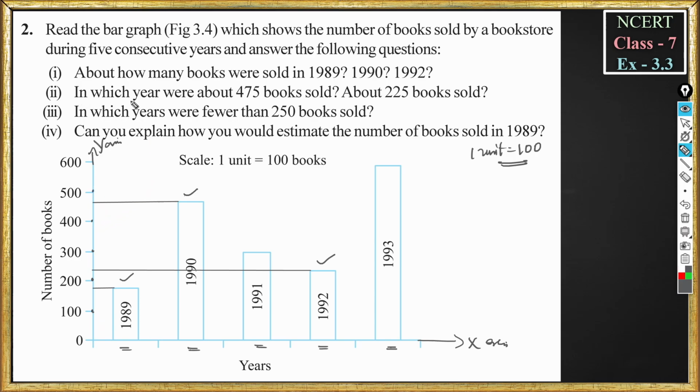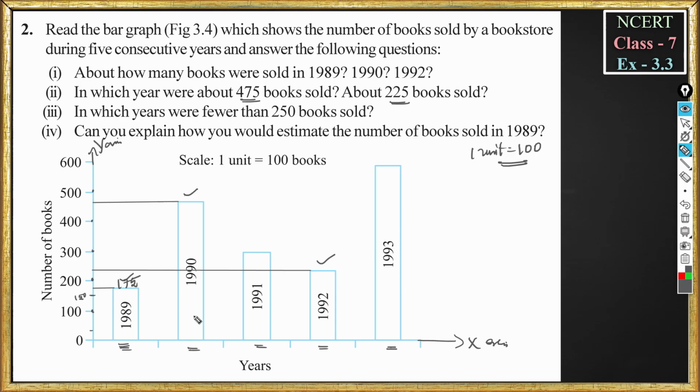So if you find question number 2, in which year were about 475 books sold and about 225 books sold? That means each unit which has 100 books is divided into 4 parts. 1, 2, 3 and 4. Each part has 25, 50, 75, 100. That means each part has 25 books. If you take the year 1989, the bar is more than half of 100 and 200. So if this is 100, this would be 150. So this is more than 150. That means this would be 175.